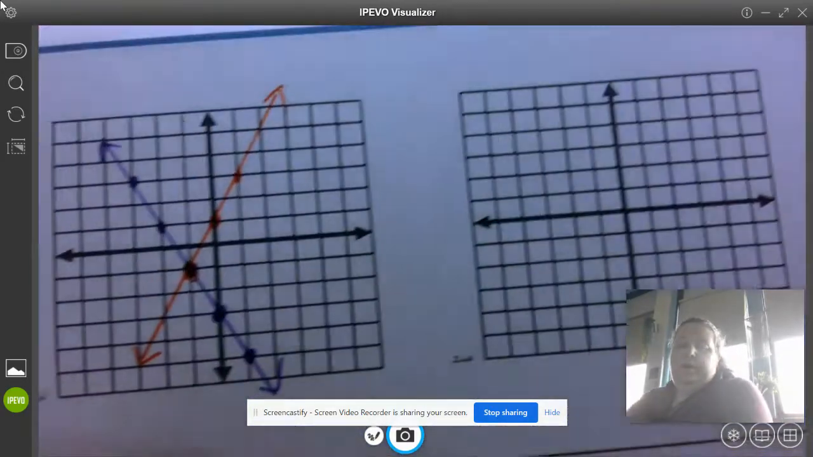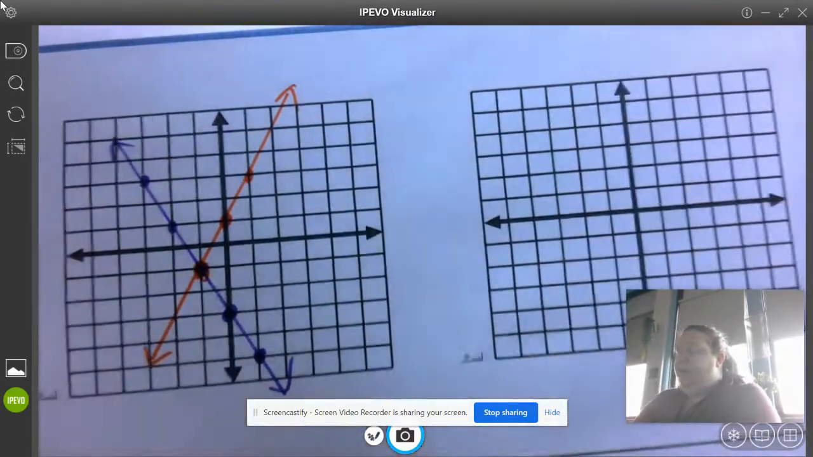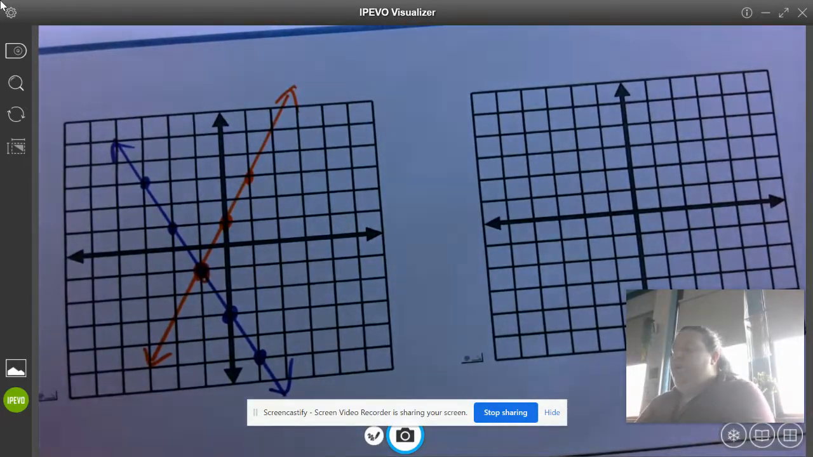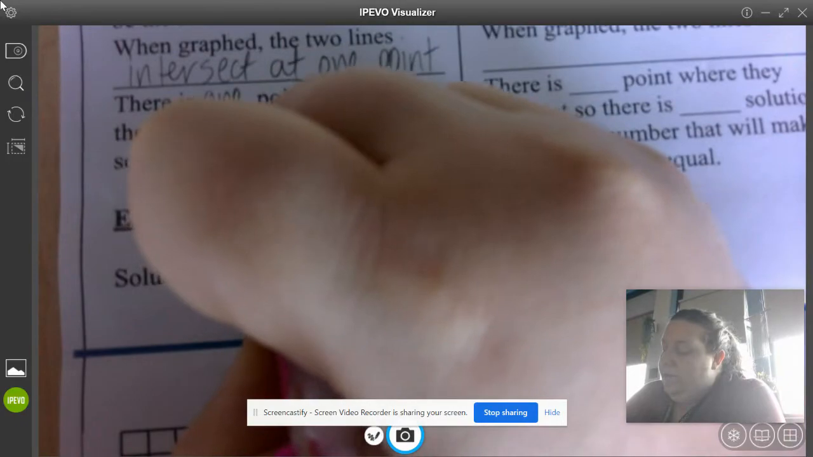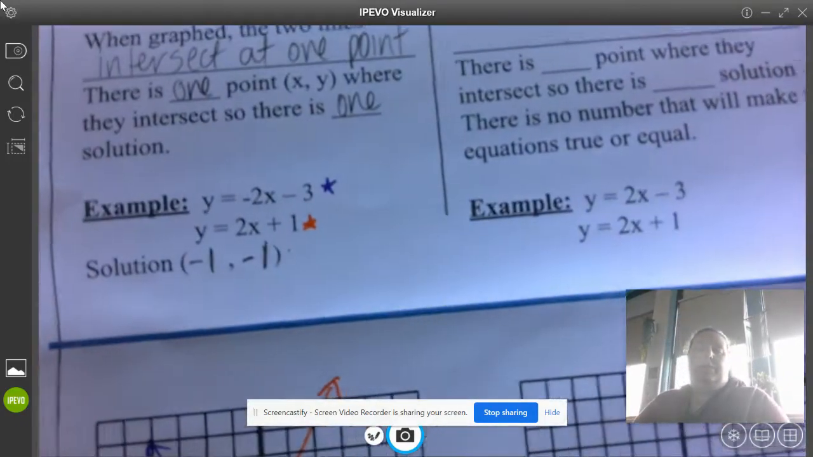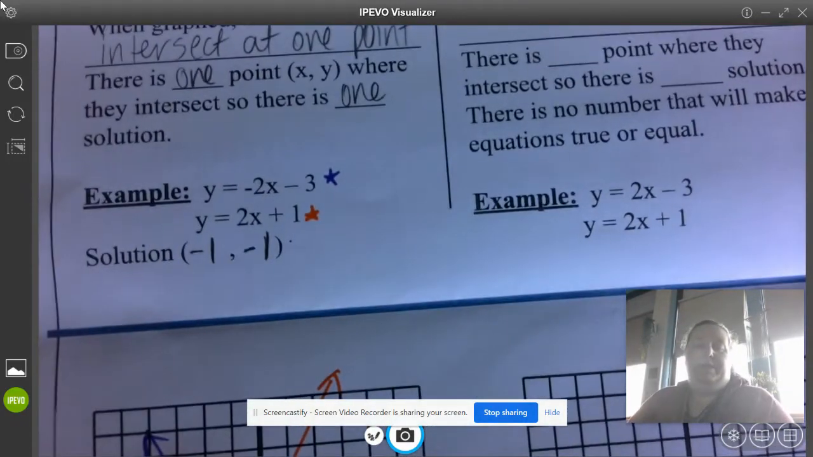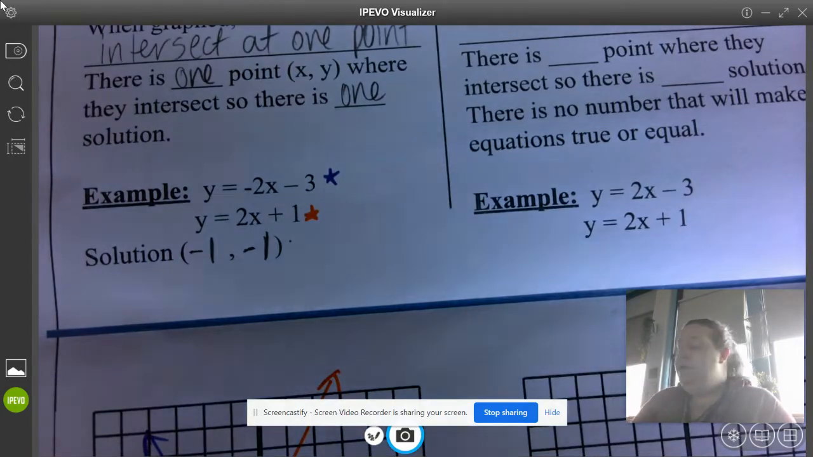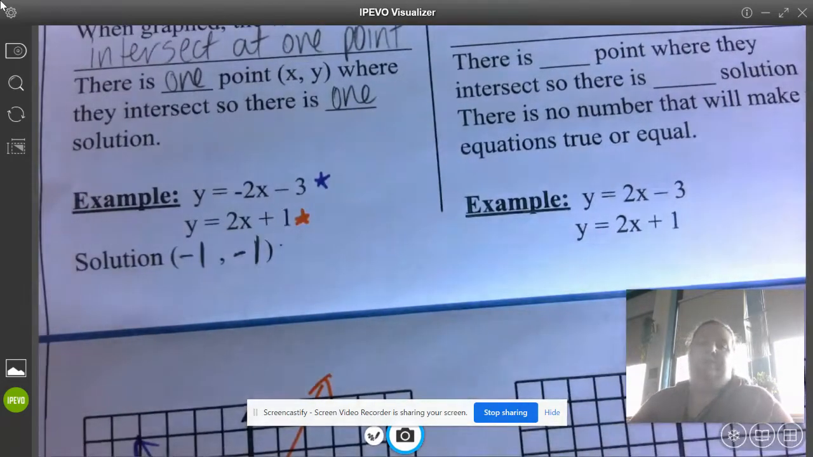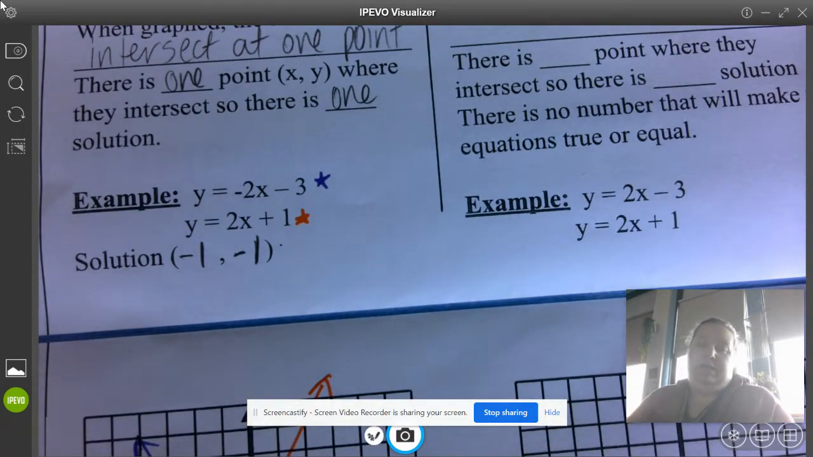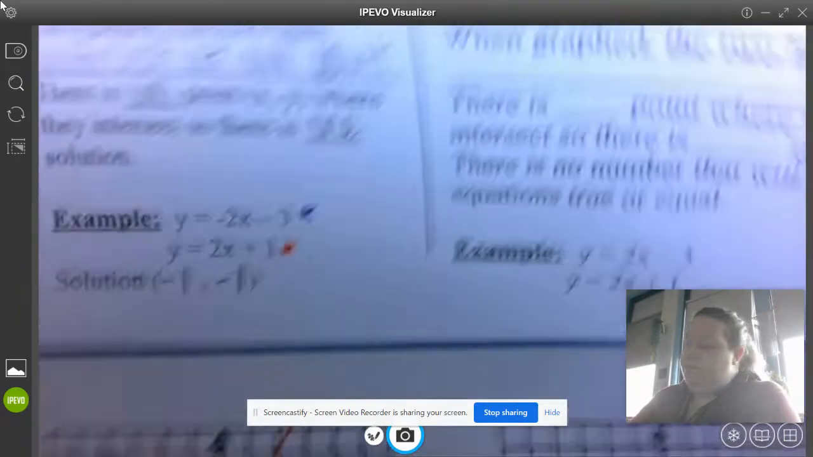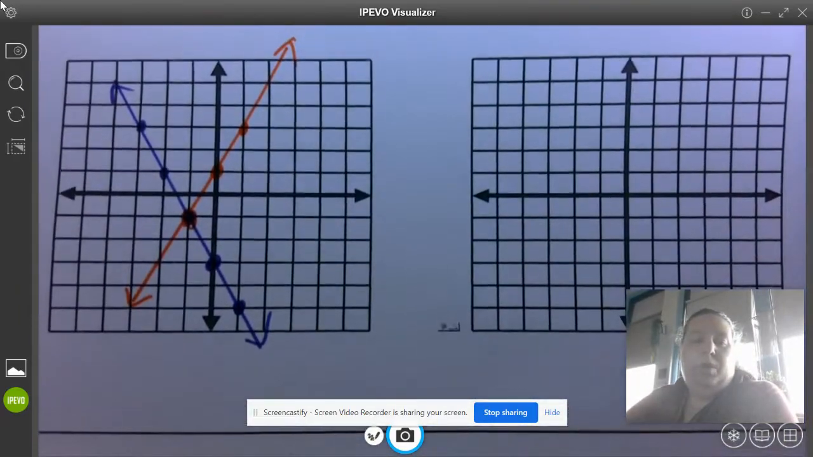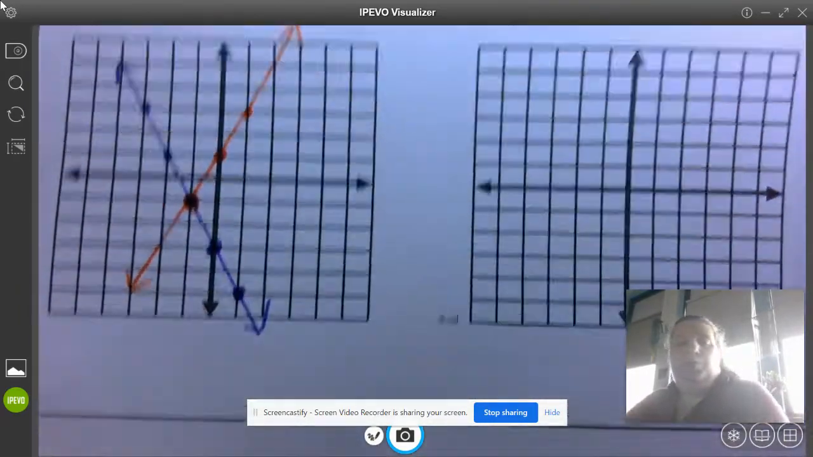You can see where they cross and meet at this point right here, -1, -1. So my solution is -1, -1. That means that point is on both of these graphs. They share that in common, so that is the solution. If I substituted that into each equation, it would show a true statement, that it is part of each function. So, one solution: they'll intersect at one point.